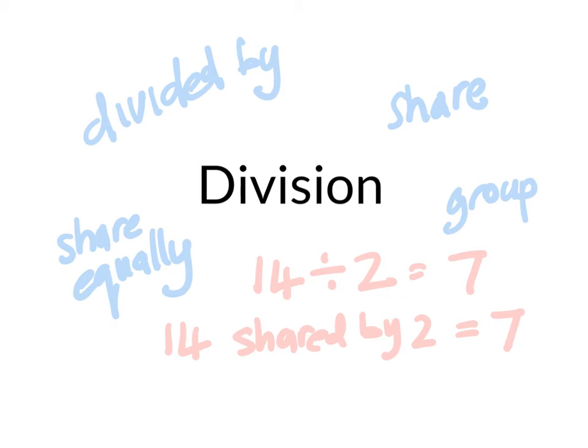So there's some other words we can use for the word division. Divided by, shared, a group of, shared equally. Okay, that can really help. Okay, one of the things I want to talk about is it's the opposite of multiplication.